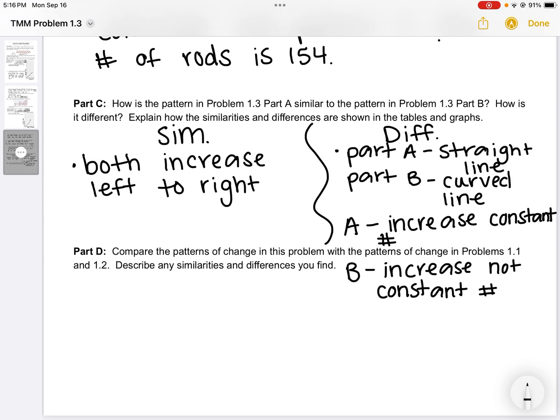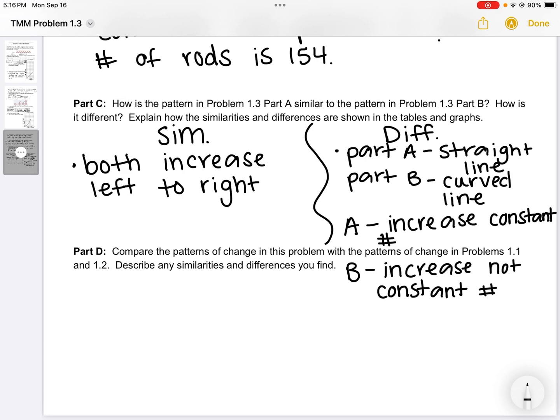Nope, just kidding. I was right. It says compare the patterns of change in this problem with Tuesday and Wednesday. Again, I am so sorry, people. I appreciate all of your patience. Again, Fester is just completely running around the house, and I am just trying to keep him corralled.